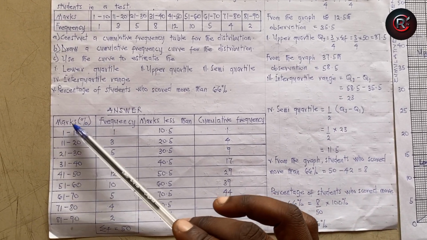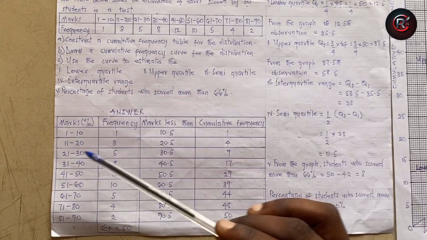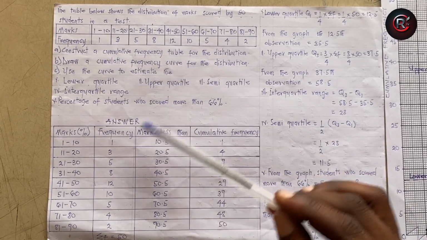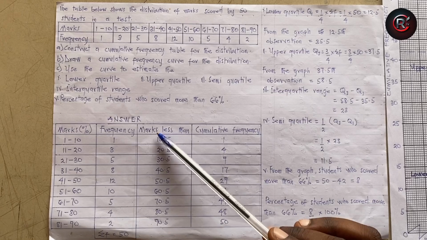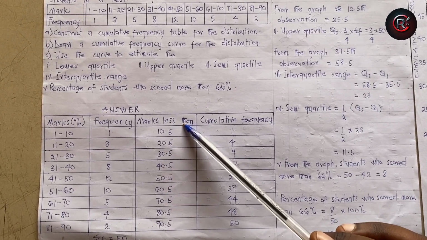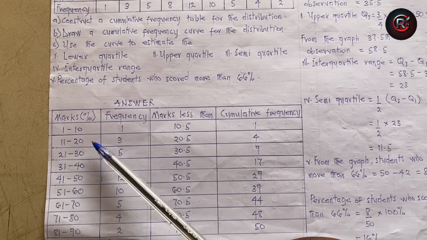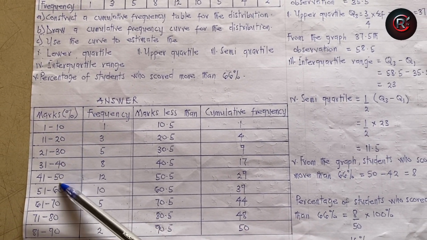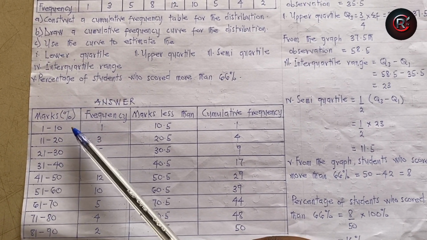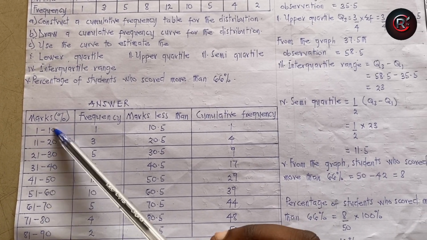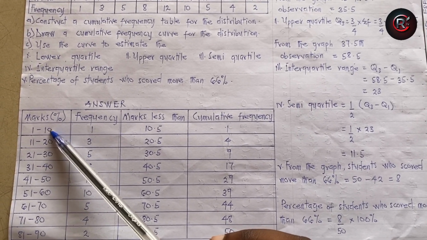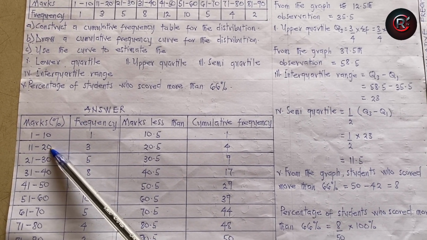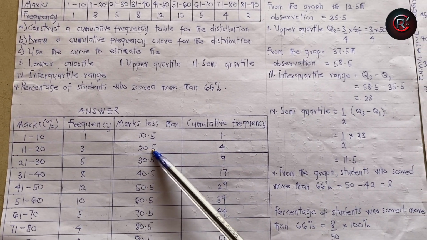So our marks with the class intervals are given in the question, so we put the same thing here. Our frequency is also given in the table, so we put the same thing here. The next thing is how to get the max legs down. The max legs down is obtained from the class interval. Now, all the upper class marks, as we can see here, we are going to add 0.5 to all of them. So the 10, we add 0.5 to the 10, and that will give us 10.5. 20, you add 0.5 to the 20, and that will give us 20.5.